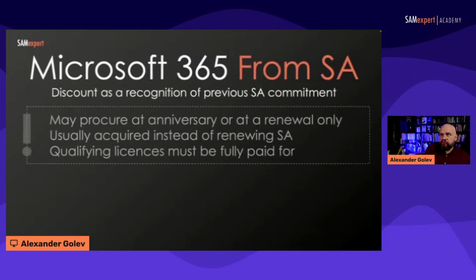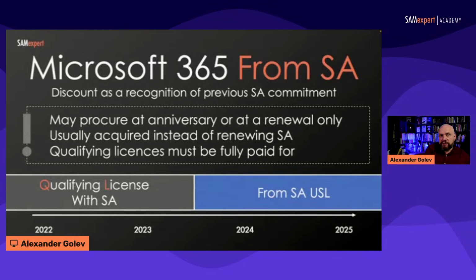I already explained about From SA on Office 365. Here's the same thing. Microsoft 365 from SA is a full license, the full equivalent of a normal Microsoft 365 user subscription license. It's just a one-off discount, Microsoft's gesture to recognize that you used to pay them for Software Assurance for traditional Office. So, a nice gesture, a good discount, an incentive to switch you to online Office if you haven't switched yet.